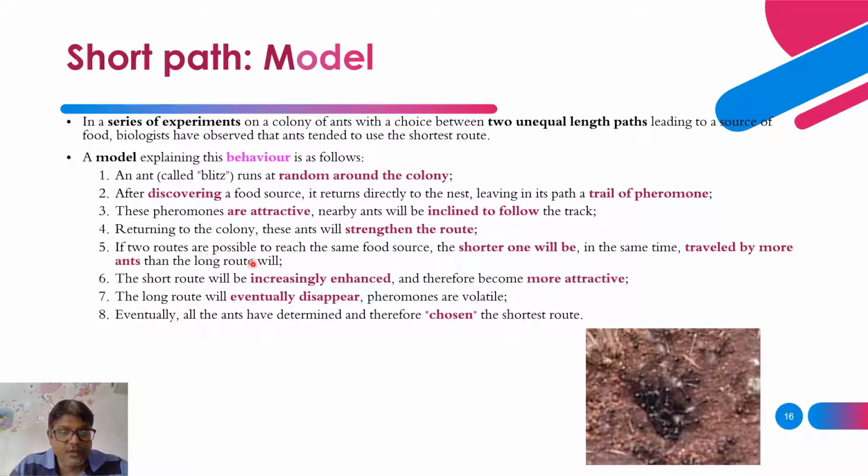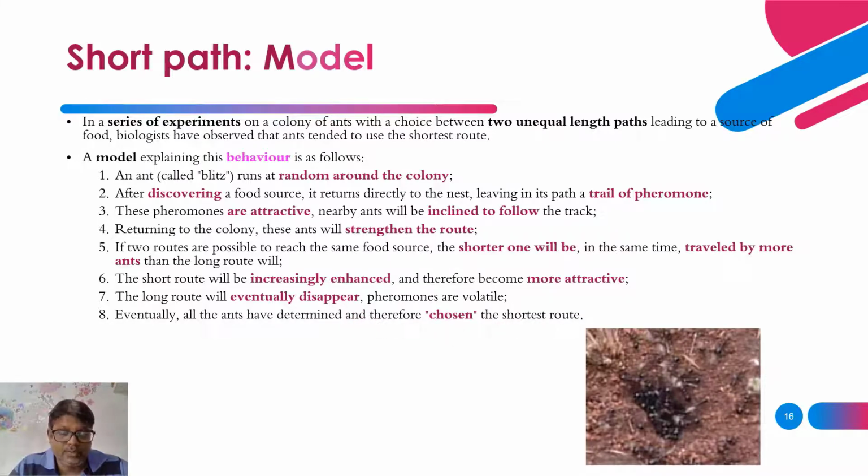If two routes are possible to reach the same food source, the shorter one will in the same time be traveled by more ants than the longer one. So the shorter will be chosen automatically. The shorter route will be increasingly enhanced and therefore becomes more attractive. The longer route will eventually disappear because the pheromones are volatile. Eventually, all the ants have determined and therefore chosen the shorter route.